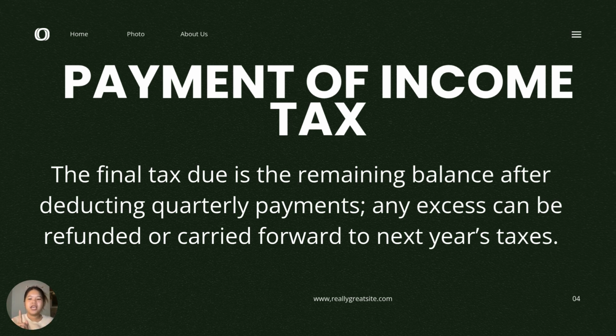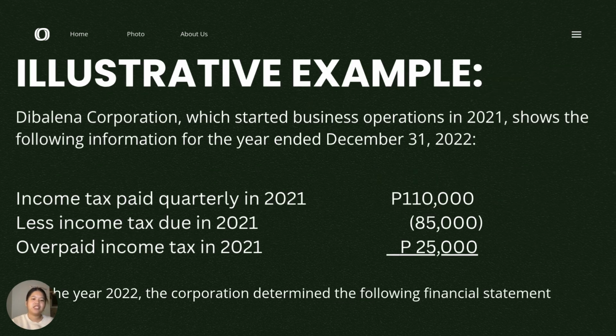While the MCIT is calculated as a fixed proportion of gross income, the MCIT is 1% of the gross income, and the NCIT is based on the taxable net income, which is 25% of the taxable net income. This minimum tax stops businesses from reporting fictitious losses or low net income in order to completely evade paying taxes. Now that we all know about that, let's proceed to an illustrative example.